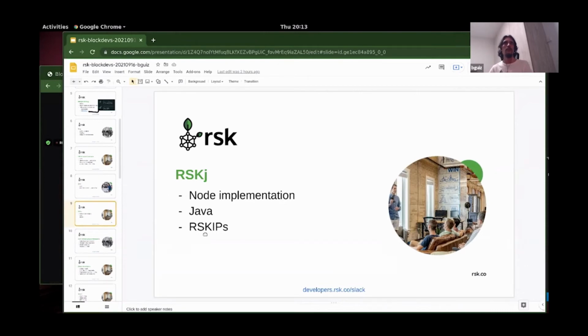You go through this process of defining your proposed changes, and then it goes through rounds of discussions and approvals, and finally ends up in a consensus vote by the miners, and then your new features get implemented.